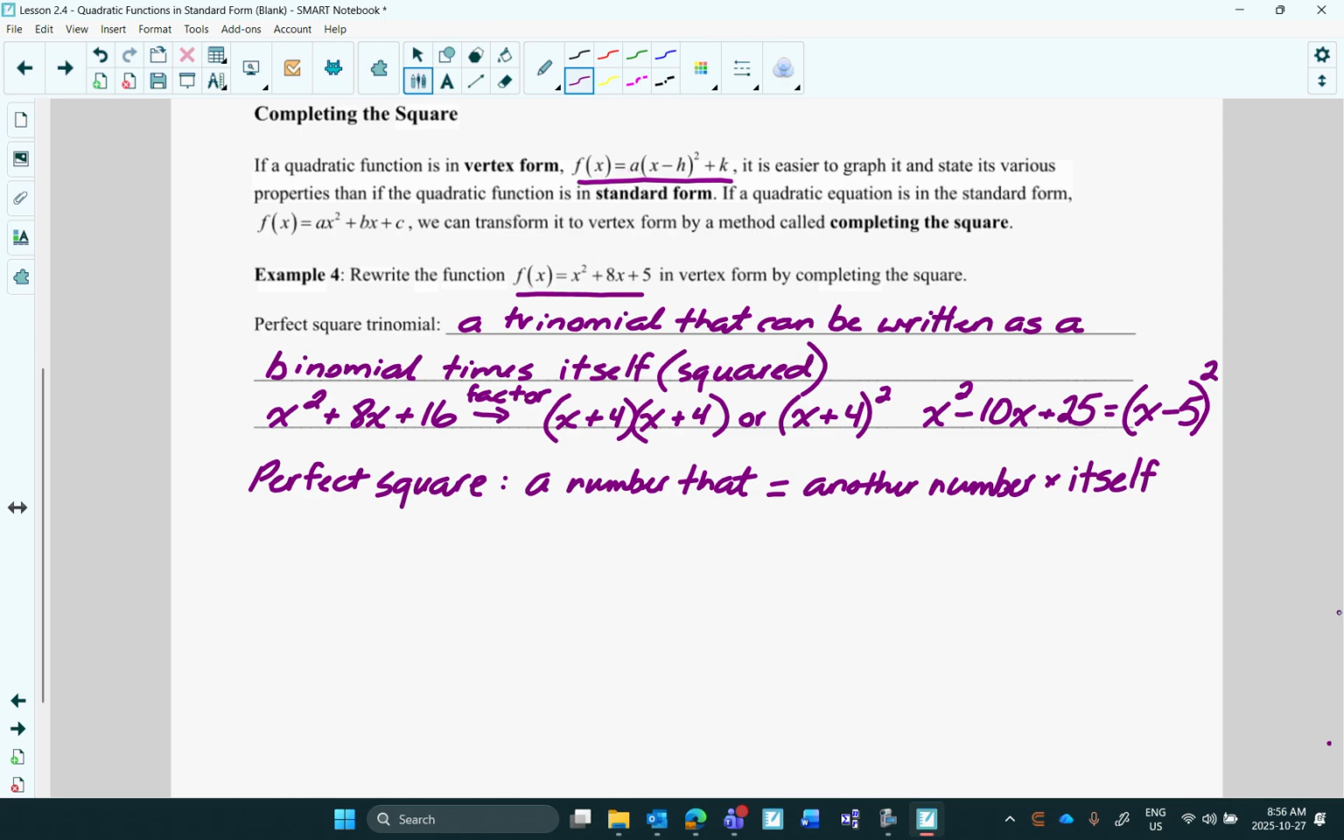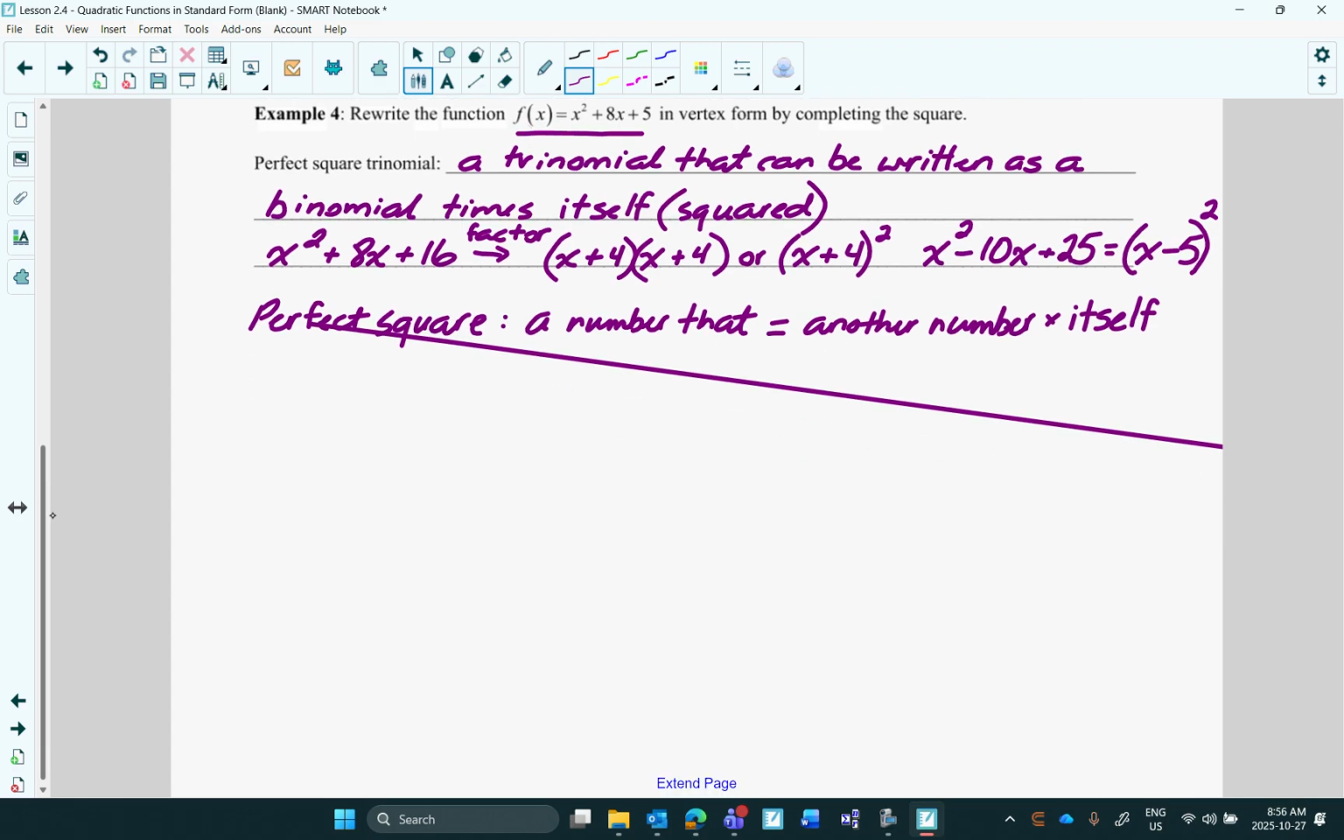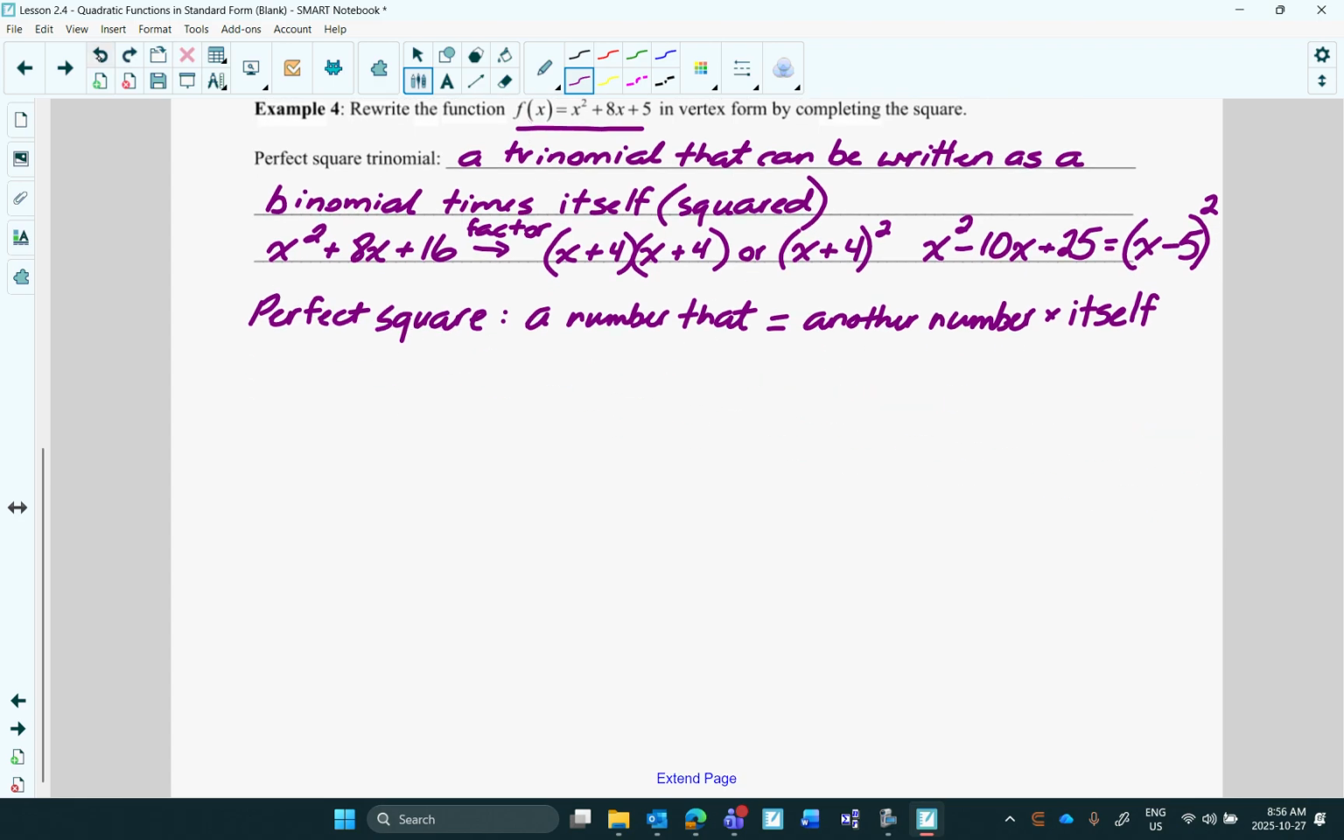Do you notice anything about this number and the numbers here? Yeah. This number is this one squared, or the square root of this one is this one. The square root of 25 is minus 5. Okay? We're going to use that to help us factor these things. So here's how we do it.